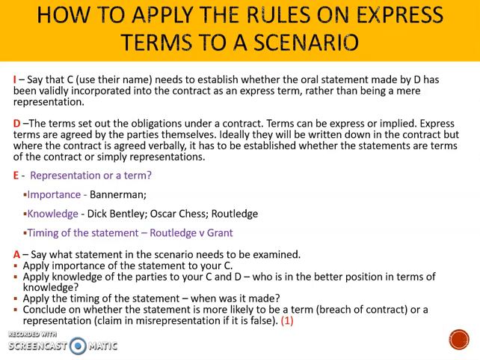And just as we talked through a minute ago, apply the importance of the statement to your claimant. Apply knowledge of the parties to your claimant and defendant, so you're saying who's in the better position to know the truth. Apply the timing of the statement, so look at best you can when it was made. Even though we don't specifically know from our Florence scenario, you can still say it doesn't appear that there was a big time lapse. And then you're going to conclude on whether it's more likely to be a term, so breach of contract, or representation, claim for misrepresentation.